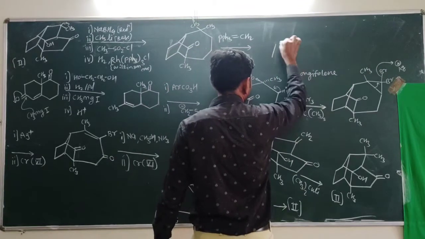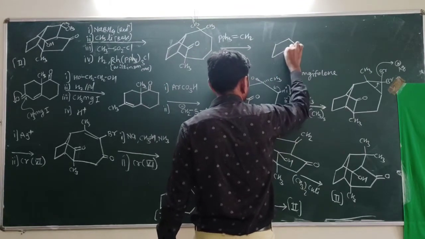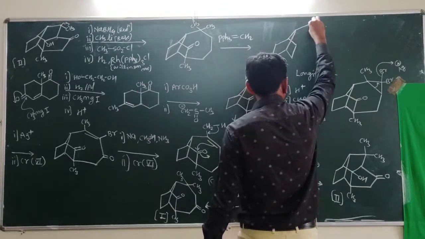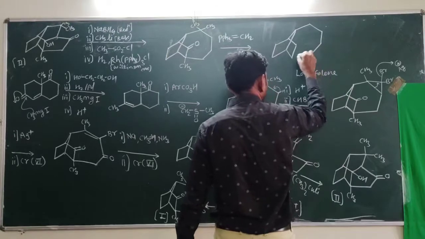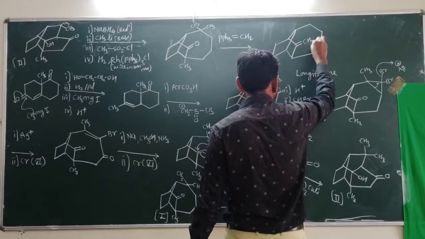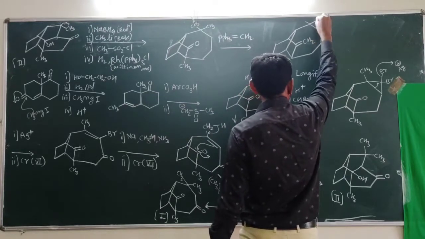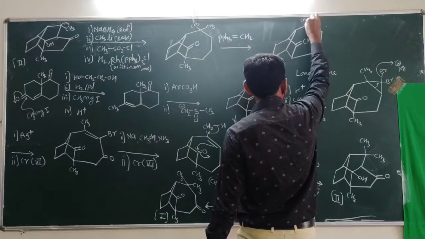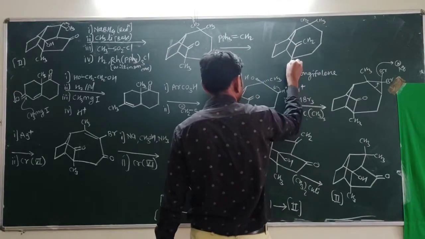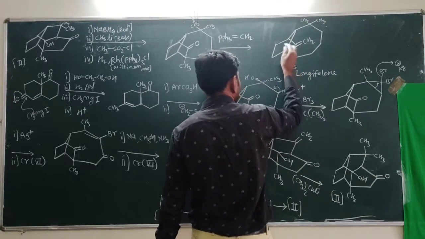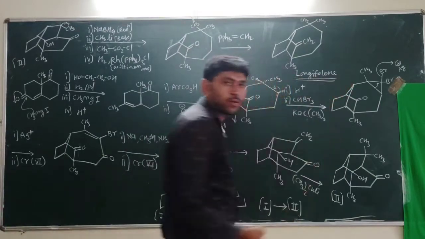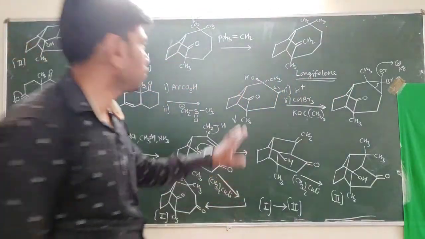So I am writing here the final product. Identify this product and complete your synthesis. So here C double bond O is now converted into CH2. Here this carbon contains CH3. So this molecule we obtained, and this is our longifolin molecule.